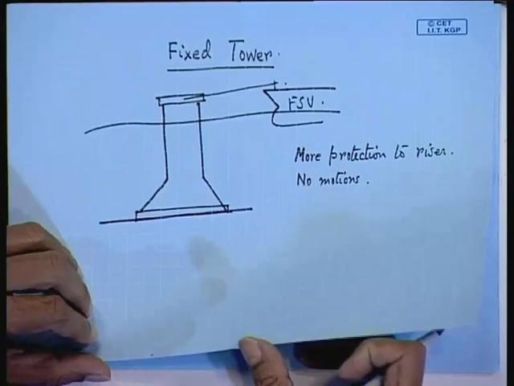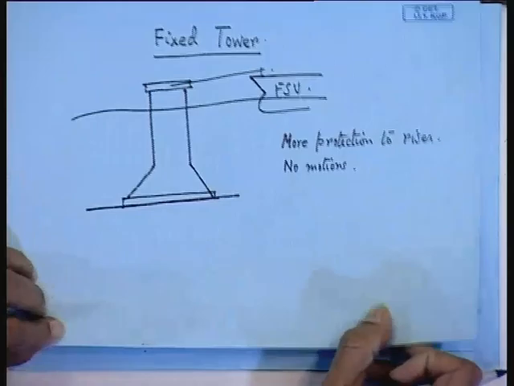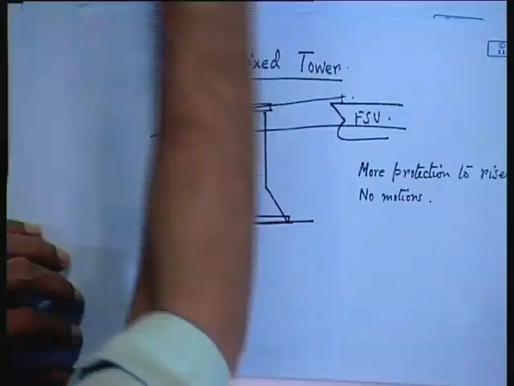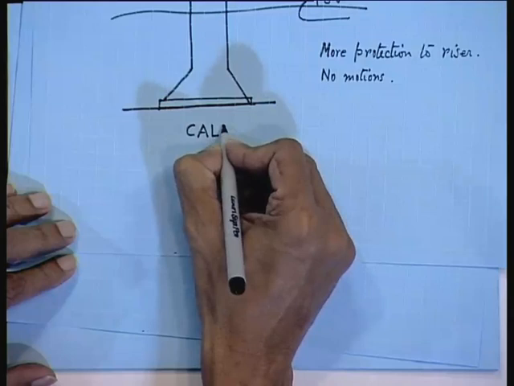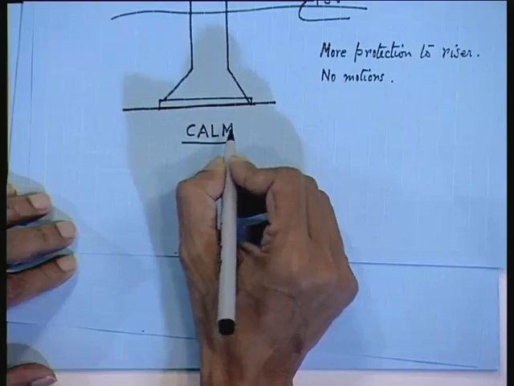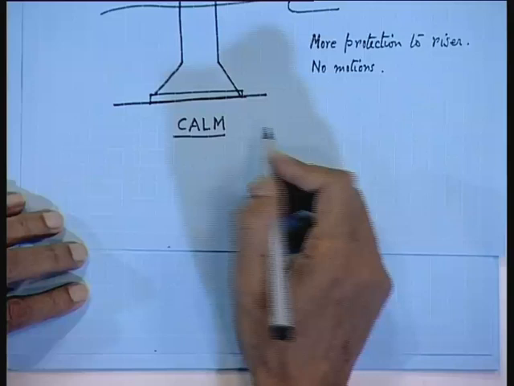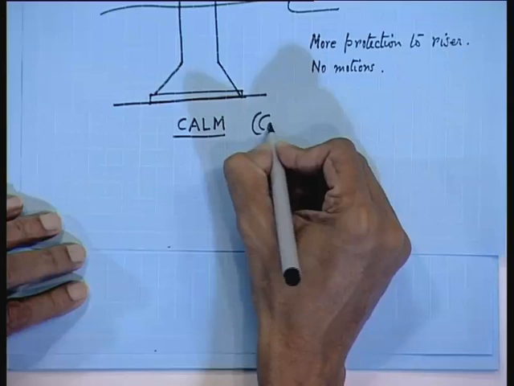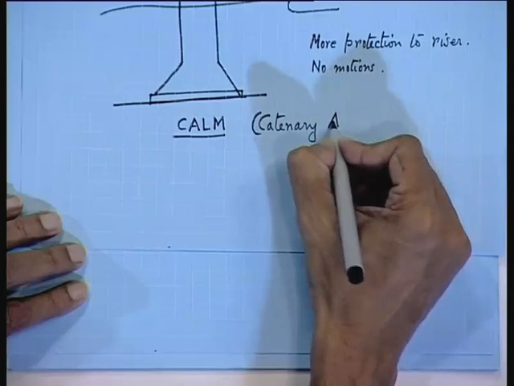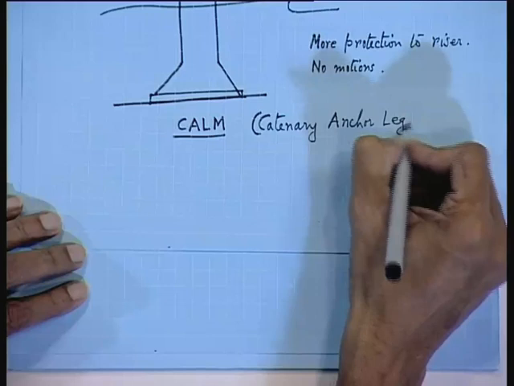Now the other variety is this catenary thing I told you, no? We started with some. Now the most common is this CALM. These are the buoys that you normally see in the harbors. When you go to Calcutta port or Bombay port, you will see the ships are moored, but those are mooring buoys, those are not offshore terminals. So this is a CALM concept. CALM is catenary anchor leg mooring. So these are very common.